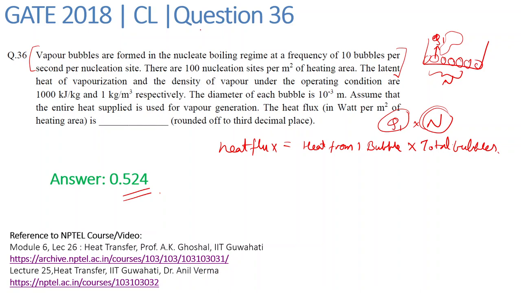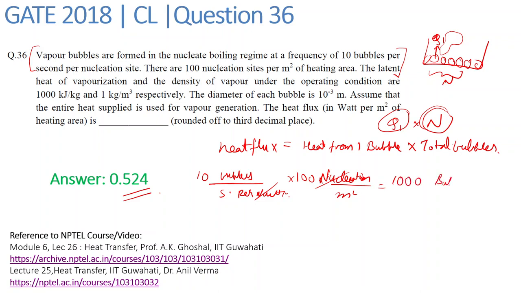So over here we have been given that vapor bubbles are formed at the frequency of 10 bubbles per second per nucleation site. And there are 100 nucleation sites per meter square, so we can just multiply it by 100. So 100 nucleation sites per meter square. So that will basically give us 1000 bubbles formed per second per meter square.